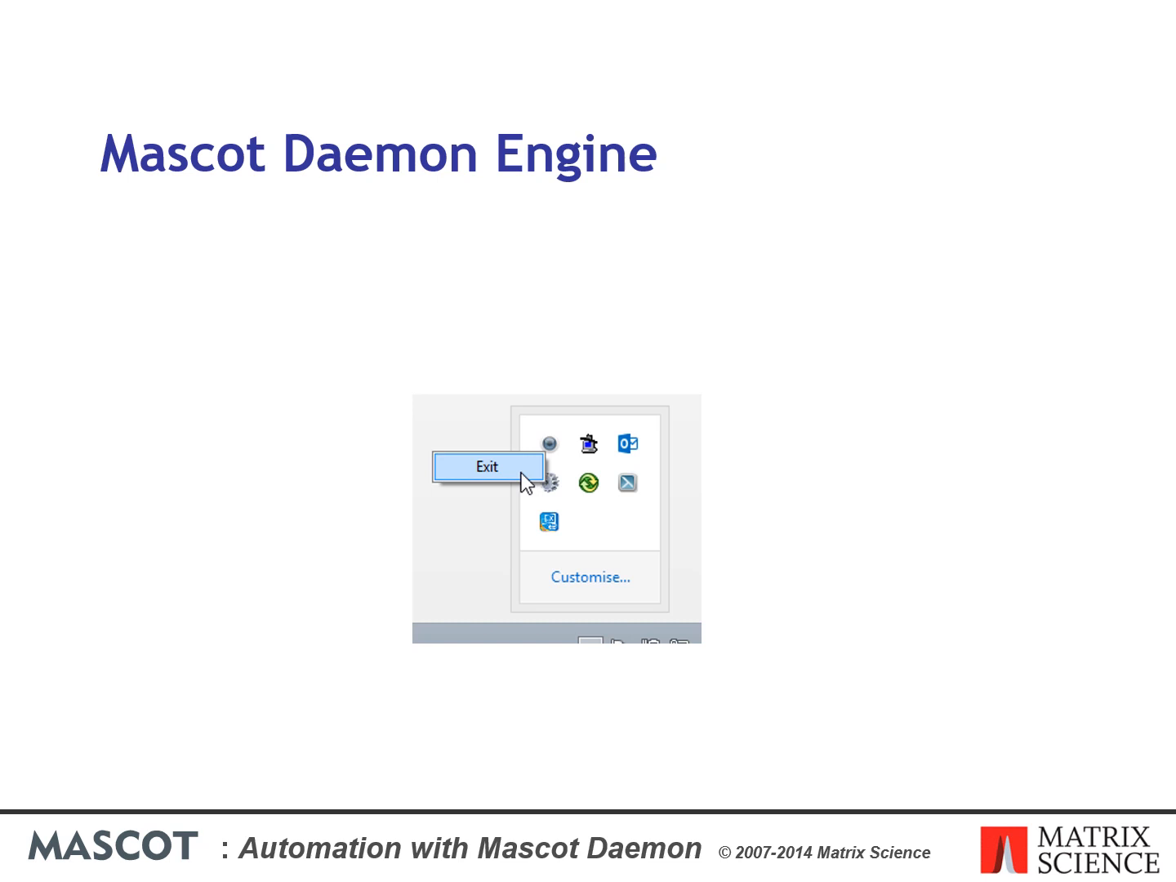Mascot Daemon is divided into two components: a graphical user interface, or GUI, and an engine. We've been looking at the GUI, which runs on the desktop and is used to configure Daemon, edit tasks, view search results, etc. The engine is responsible for executing these tasks in the background, whether the GUI is running or not. If something should go horribly wrong, you need to stop and start the engine to clear the problem. Exit Daemon on the desktop, then locate the Daemon engine icon in the system tray. Right-click it and choose Exit.